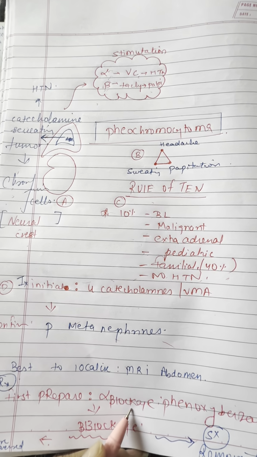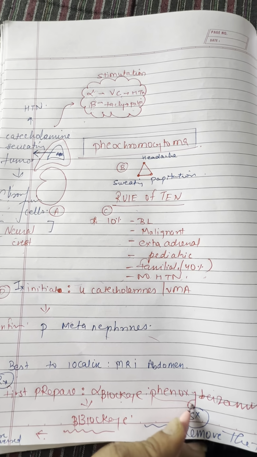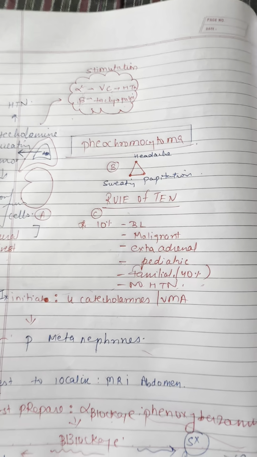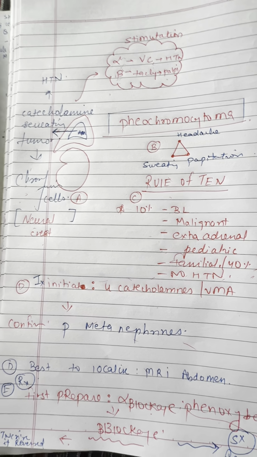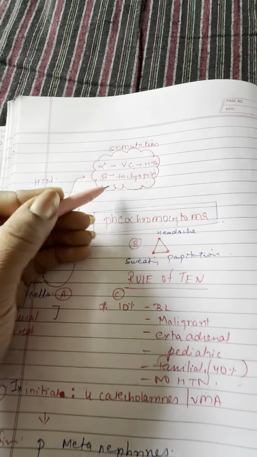That is alpha blockade, very very important. That will be achieved by phenoxybenzamine. And post that, we have to go for beta blockade. Why are we not going for beta blockade first?